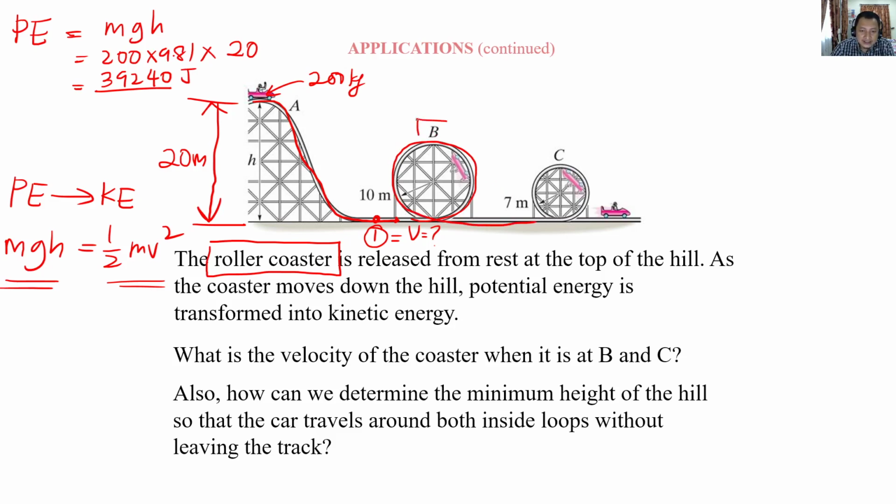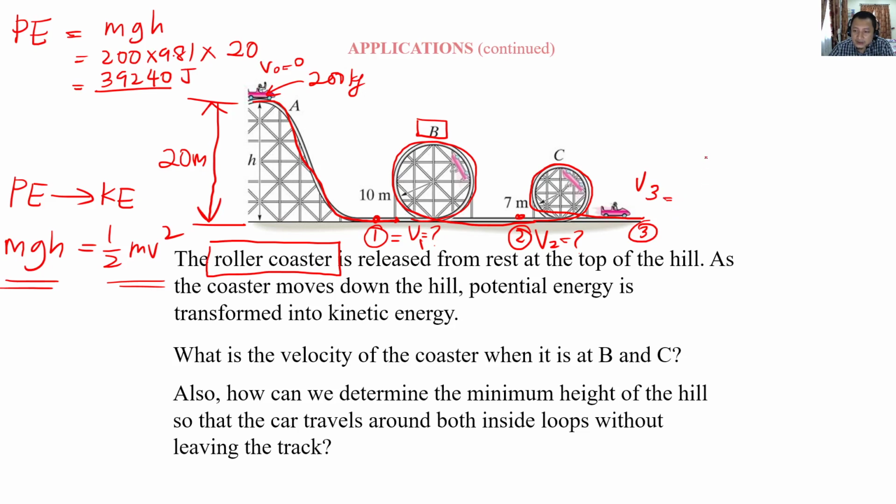So can this car reach this position B? Does it have enough energy? And then the car reaches here, location number 2. What is V2? So this one is, what is V1? Original velocity here is 0. And if it does make it, what is the maximum height it can reach? And finally it reaches location number 3. If so, at location number 3, what is V3?